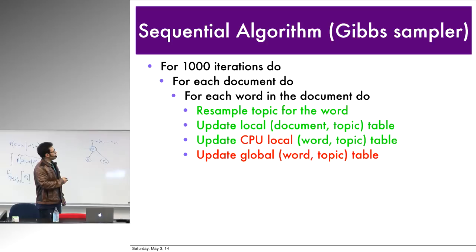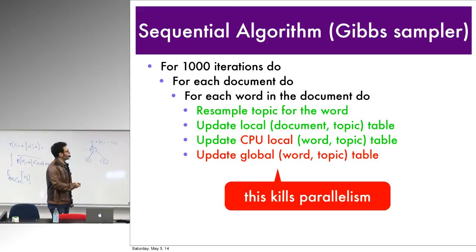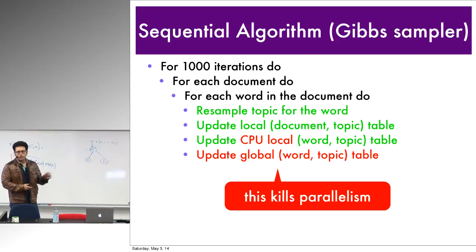I say it's local because that only depends on the document, and this is global because it is actually shared across documents. But this algorithm is serial because Gibbs, in general, is a sequential algorithm. You have to fix everything and sample one variable at a time. And that kills parallelism. There is no parallelism; you can't parallelize that. So in order to parallelize that, we need to introduce some approximation. And that's what I will talk about now.